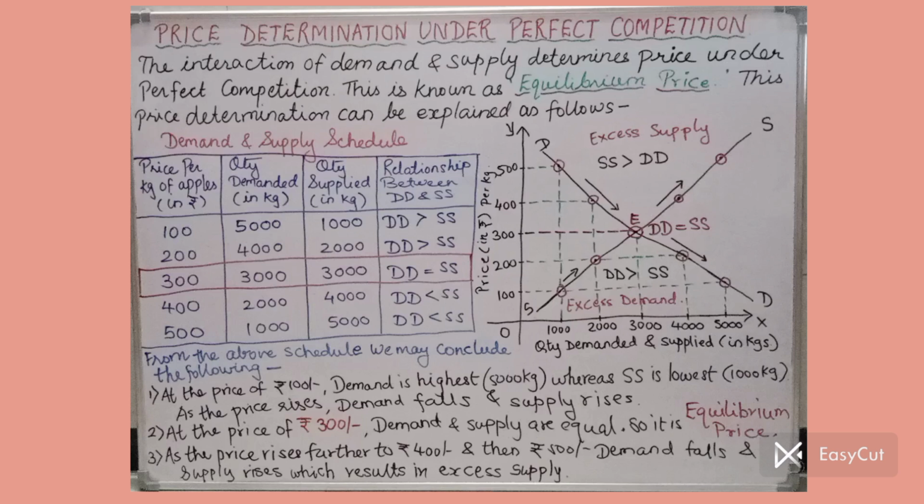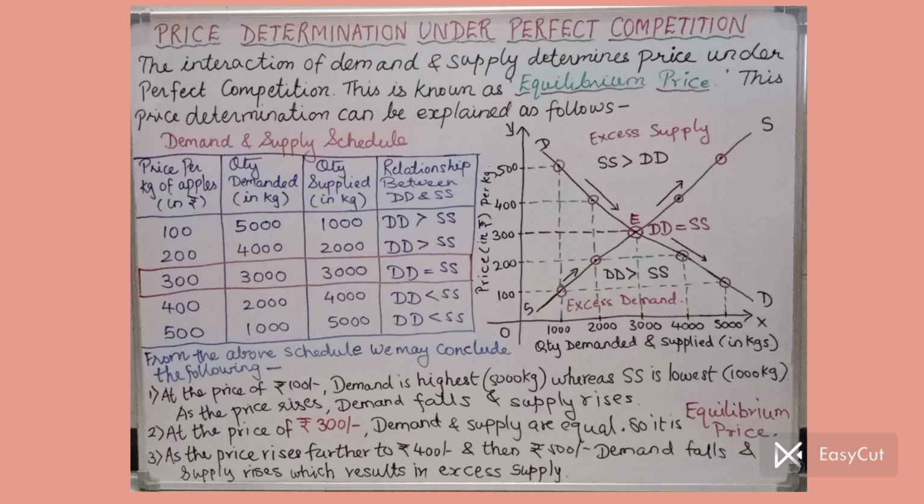First will be price. Here I have taken price per kilogram of apples in rupees. Then second will be demand, or quantity demanded, which is in kilograms. Then third column will be quantity supplied, again in kilograms. And the fourth one, we will establish the relationship between demand and supply. We will see what is the position of demand and supply at a particular price. So let us start with the schedule.